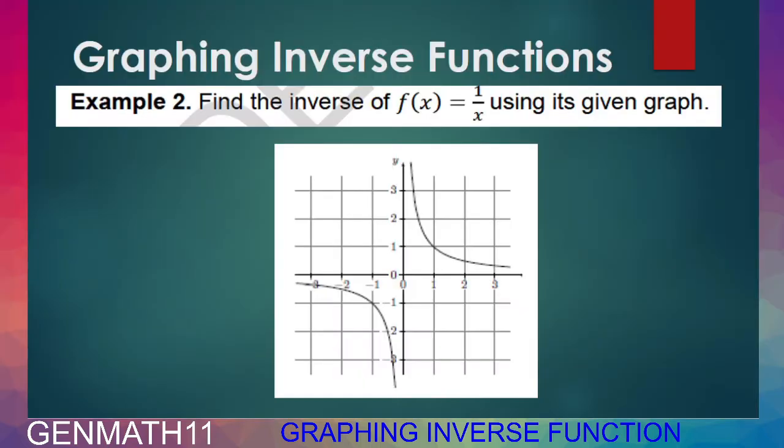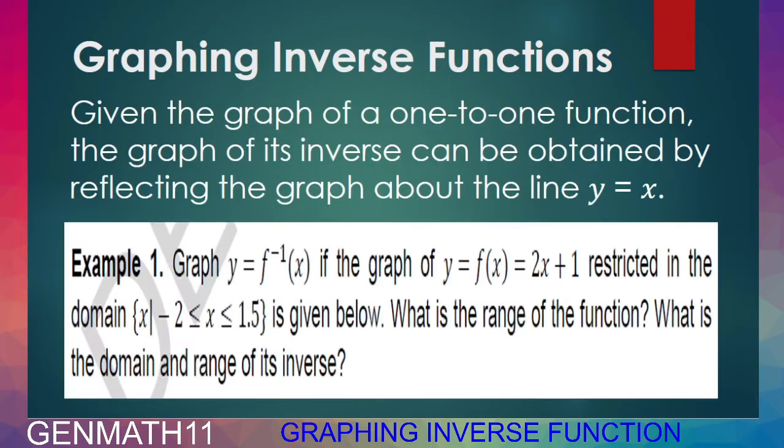Okay. So, example number 2. Find the inverse of f of x equals 1 over x using its given graph. Okay, before we go to example number 2, let's go back to the previous example. So, this is the previous example. Did we solve the question?